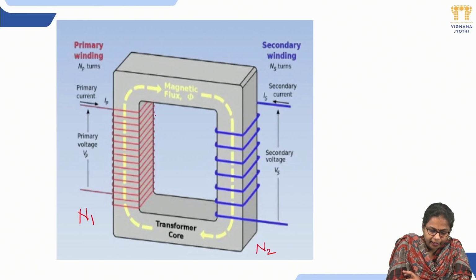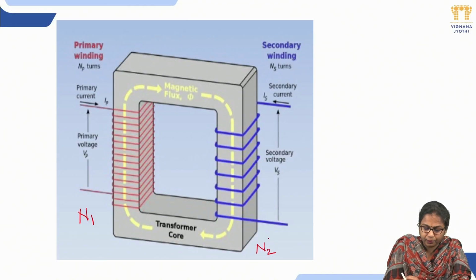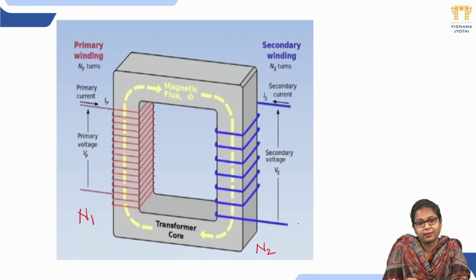N1 number of turns will be wound over the primary part, to which the electrical input is given, and N2 number of turns will be wound on the secondary part of this core, where the transformed voltage will be received at this end. In general, we can also call this the sending end and this the receiving end, but as far as electrical terminology is concerned, this is the primary part and this is the secondary part.